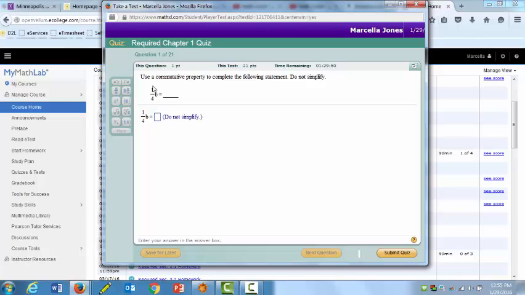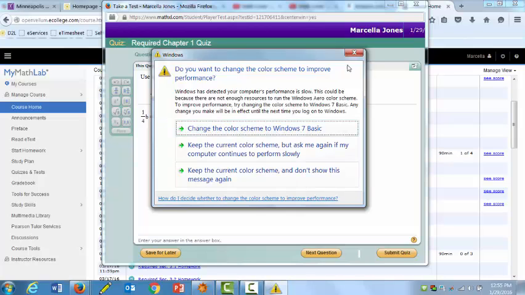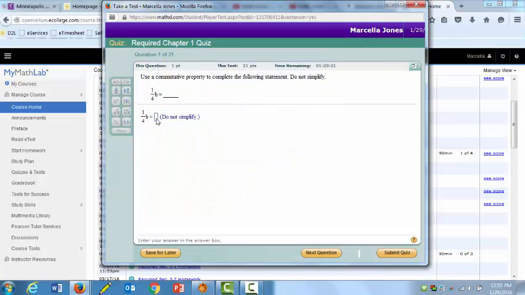All right, now this problem is telling me, this is for the Chapter 1 quiz, to use a commutative property to complete the following statement and not to simplify. So the commutative property says I can multiply in any order. So the property says 1/4 times b is the same as b times 1/4.